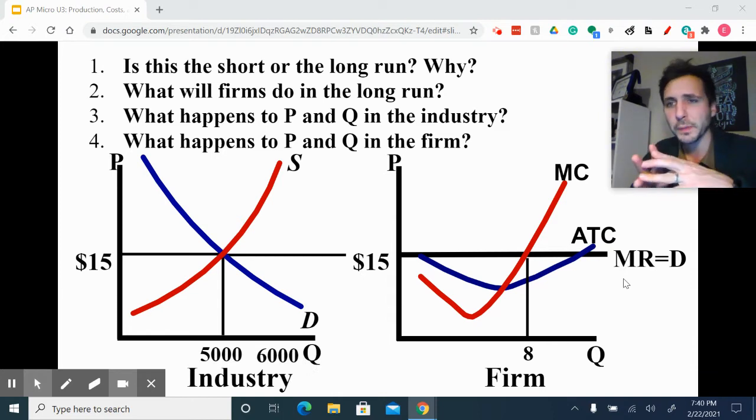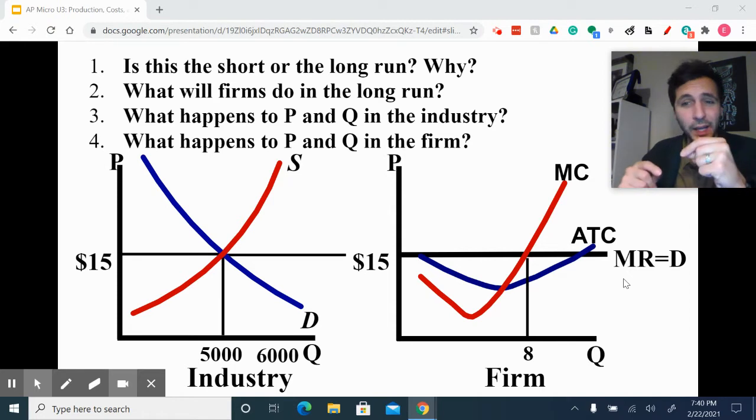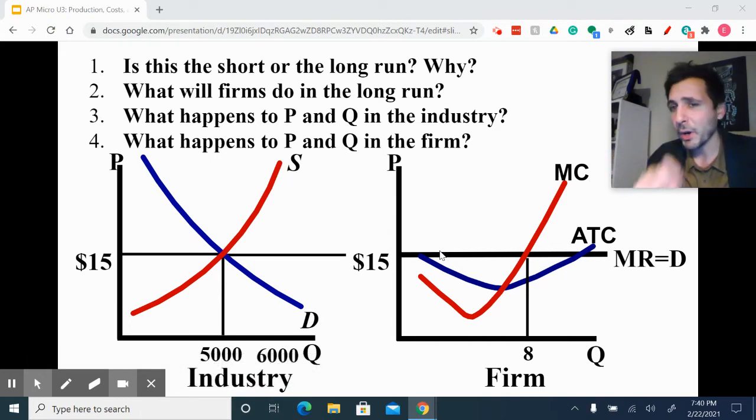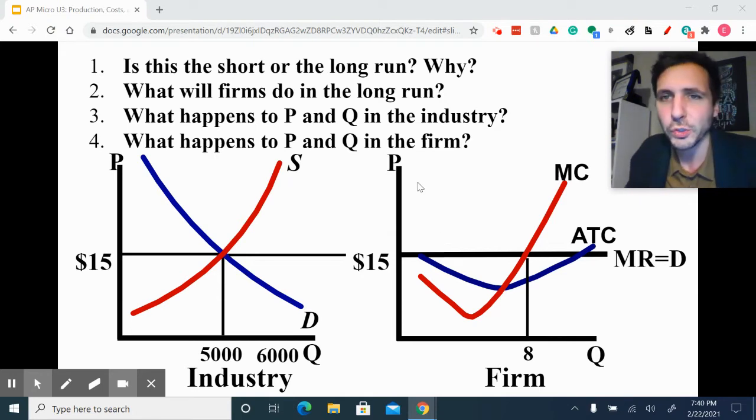Let's take a look at this. Is this firm in the short run or the long run? What do you think? Well, it's got to be in the short run. Why? Because it's not at a triple intersection. The only way we can identify long run equilibrium is when average total cost, marginal cost, and MR are all intersecting at the same point, because that means total revenue equals total cost, and it means we have a normal profit or an economic profit of 0. So it's got to be in the short run.